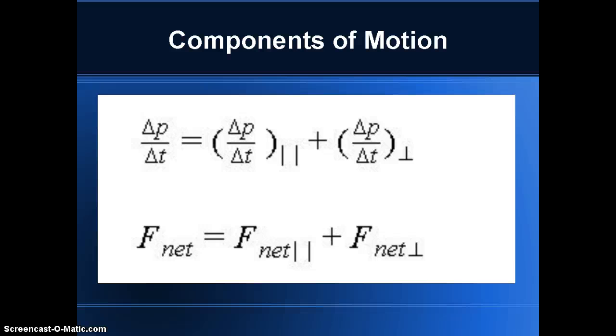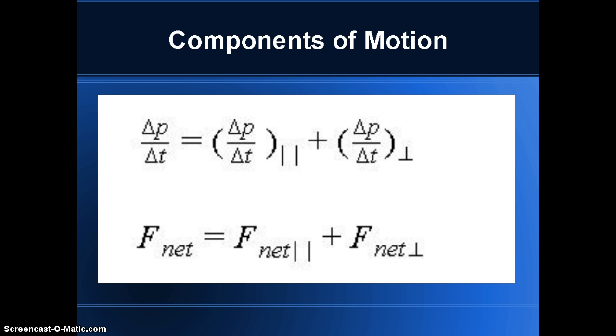Here you can see two equations. The first one says that the change in momentum over the change in time is equal to the parallel component of momentum plus the perpendicular component of momentum. You can see the same equation for net force: the parallel component of net force plus the perpendicular component of net force is equal to F net. Something to keep in mind is that the parallel component of momentum has to do with the speeding up or slowing down of an object, while the perpendicular component has to do with the curviness, whether it's curving left or curving right.